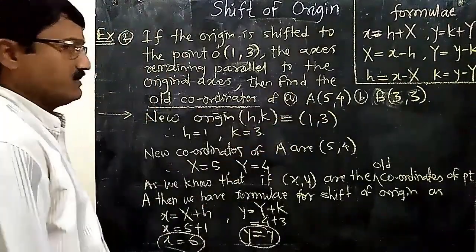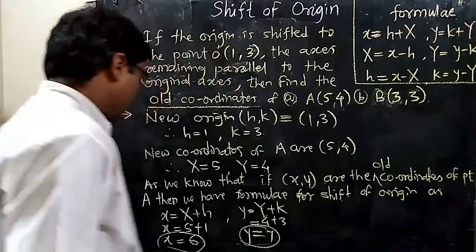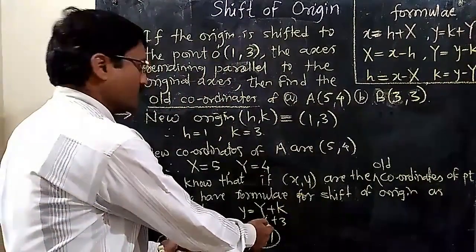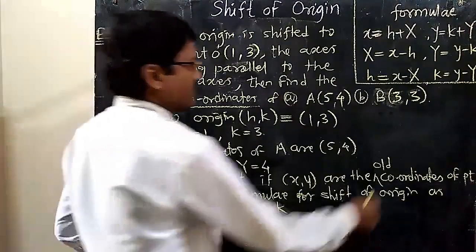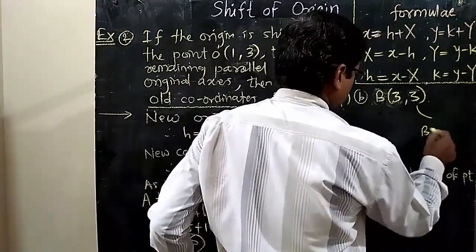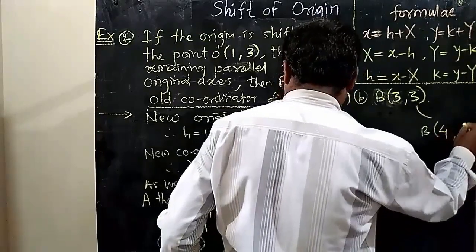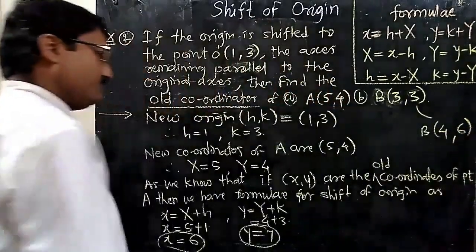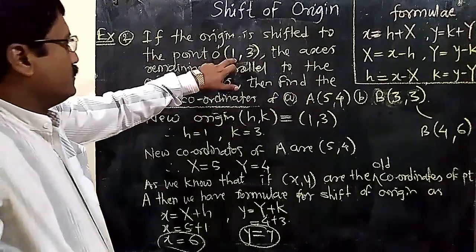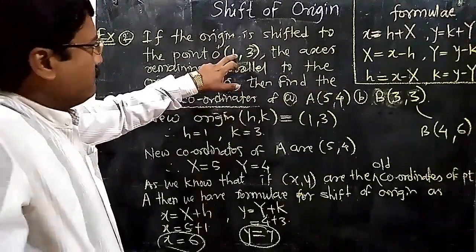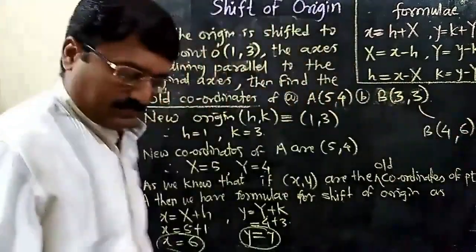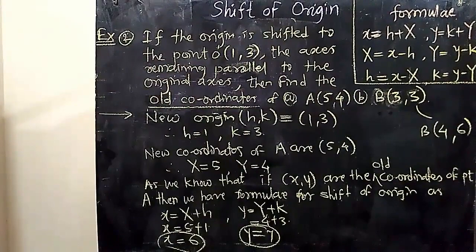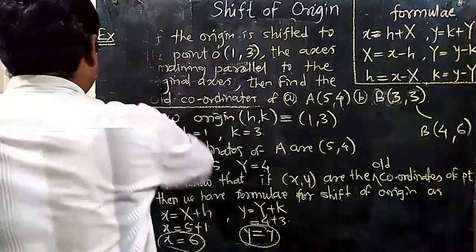Similarly, we can solve for the point B, 3, 3. You will get here only two numbers different. Those are 3, 3. So 3 plus 1, that is 4, and 3 plus 3, 6. So we get here the old point B as 4 and 6. Due to this new origin, we add this origin here. 3 plus 1, 4, and 3 plus 3, 6. This is the second type of example. Let us see the third type of example.